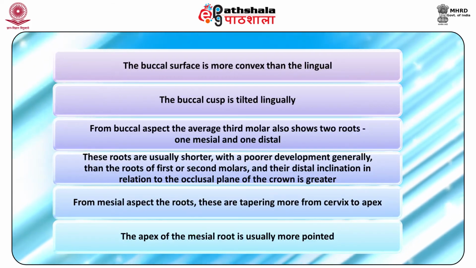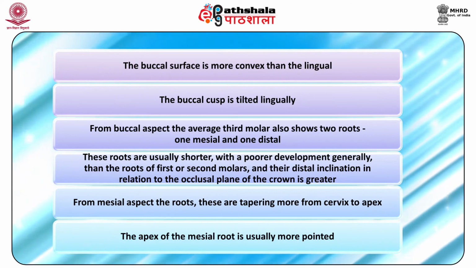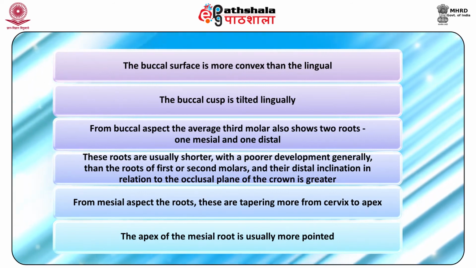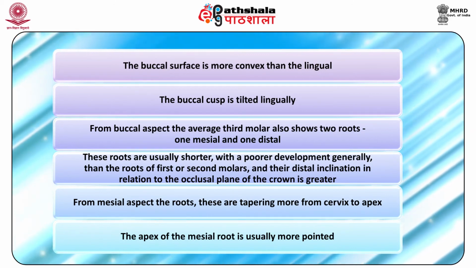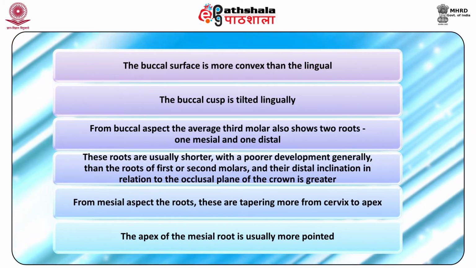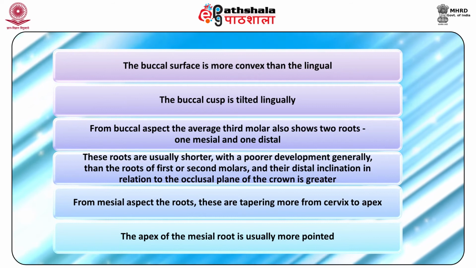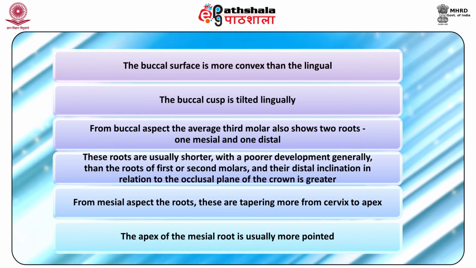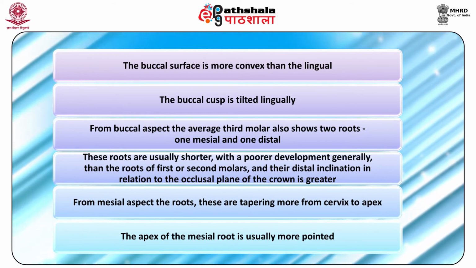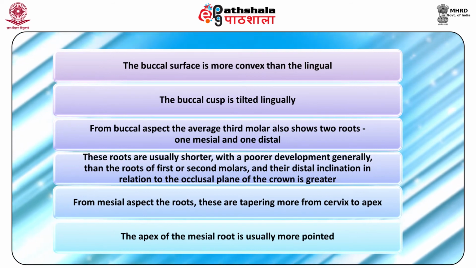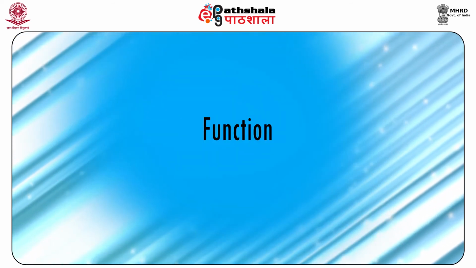This tooth is somewhat similar to the second permanent molar because it has 4 cusps on a rectangular occlusal surface, although it is generally smaller. The buccal surface is more convex than the lingual. The buccal cusp is tilted lingually. From the buccal aspect, the average third molar also shows 2 roots, one mesial and one distal. These roots are usually shorter with poorer development generally than the roots of the first or second molars, and their distal inclination in relation to the occlusal plane of the crown is greater. From the mesial aspect, the roots taper more from cervix to apex. The apex of the mesial root is usually more pointed.